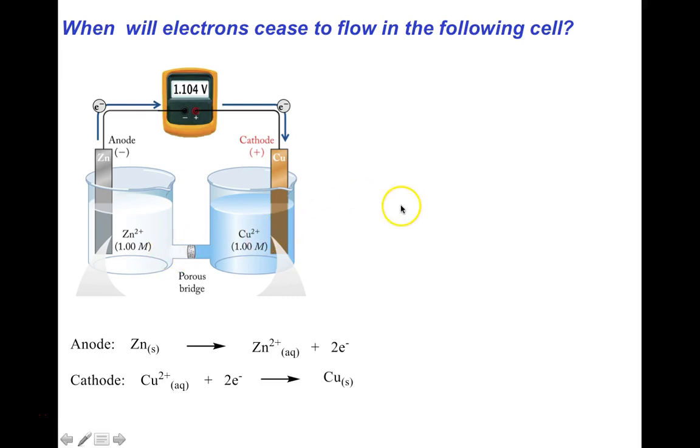So when will electrons cease to flow? Well, under one of two conditions. Either the zinc electrode gets eaten away to such an extent that it's no longer sitting in the electrolyte, and that will cause the reaction to cease. Or alternatively, if we have a big old piece of zinc here and that is not the limiting reactant, but copper 2+ ions are the limiting reactant, once we've exhausted our copper 2+ ions, then electrons will cease to flow. So the answer to this question really is once the limiting reactant is completely consumed.